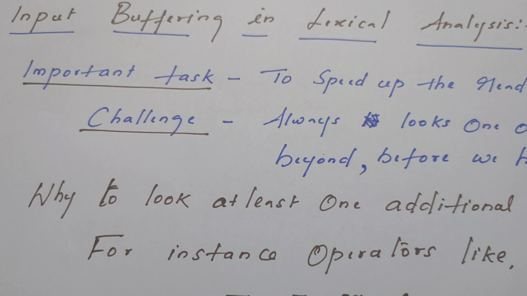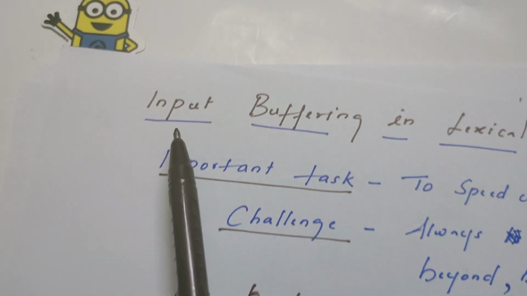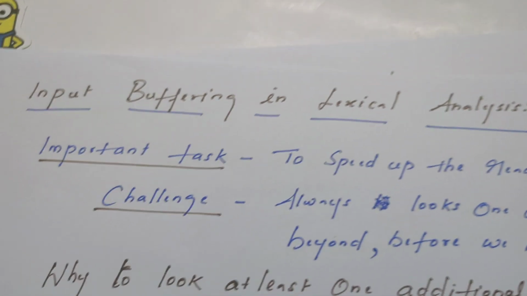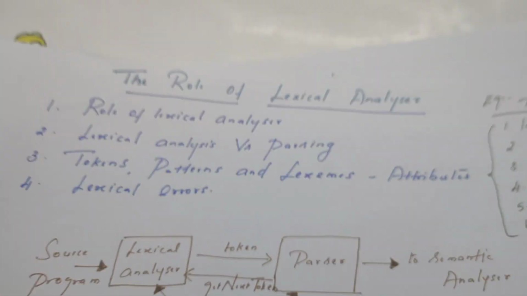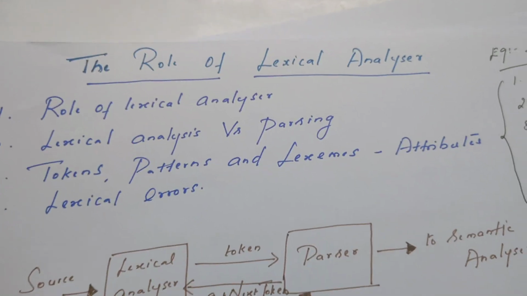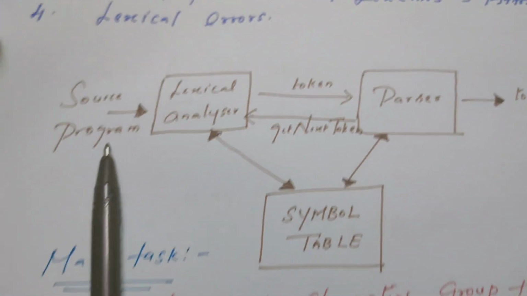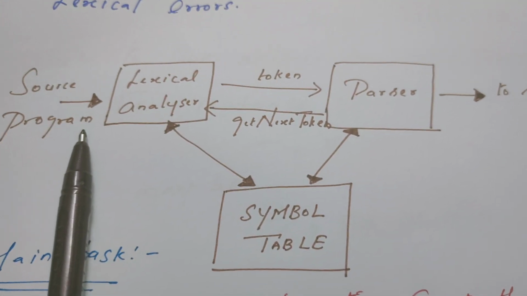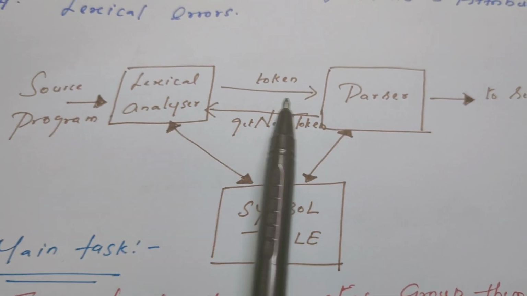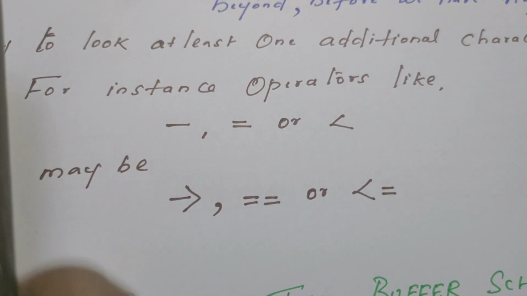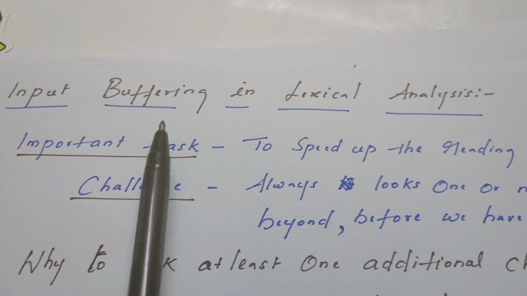Today in this video we are going to discuss the topic input buffering in lexical analysis. Before that, I just want to recapitulate what the role of the lexical analyzer is. The lexical analyzer reads the source program, whichever we have written in a high-level language, character by character, and it generates a stream of tokens. Now, what is input buffering in lexical analysis?